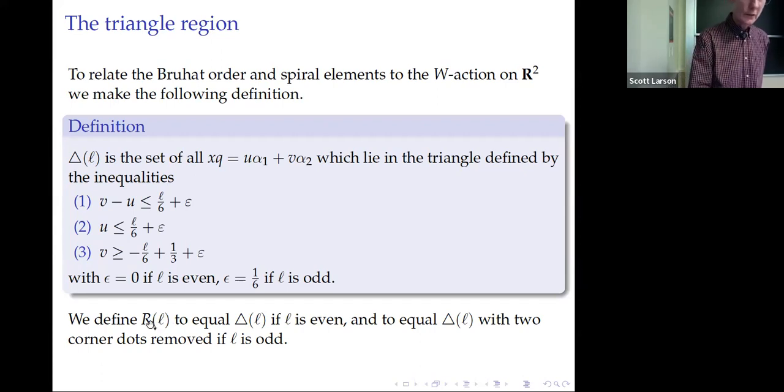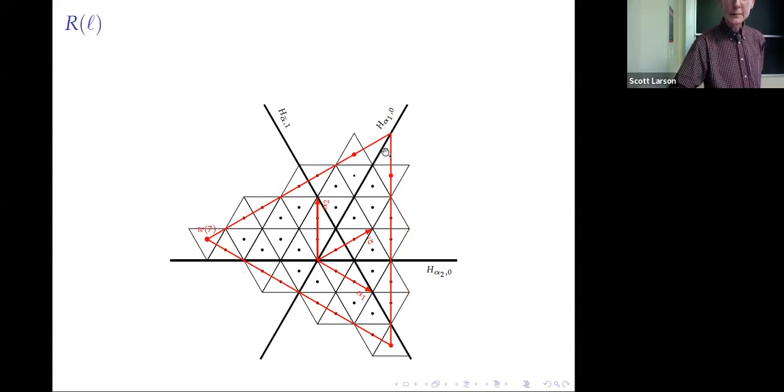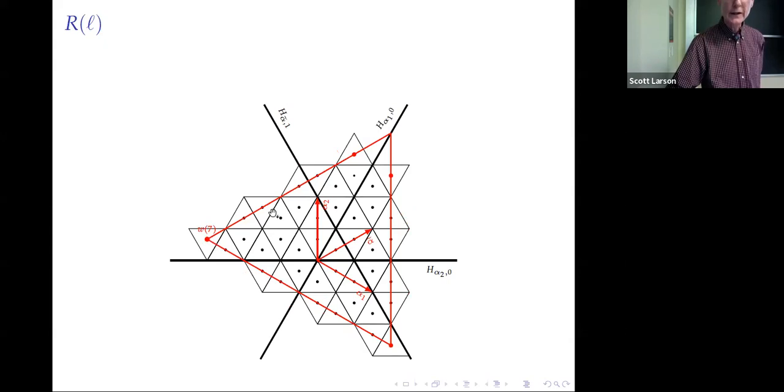So you can just ignore the precise definitions. But this is what delta L is, all the dots. The dots are the center points of the alcoves. Delta L, this is delta 7, I think, are all the dots inside this picture. And then for R of L, we remove these two dots up here. And then the theorem was that if you're a spiral element of length L, then the points that are less than W L in the Bruhat order are exactly the points that are in this region R L. So it gives a geometric picture of the elements. This is W7. All these dots here are exactly the elements which are less than W7 in the Bruhat order.